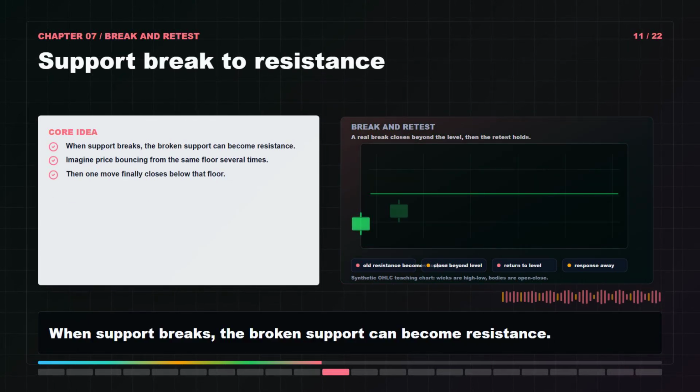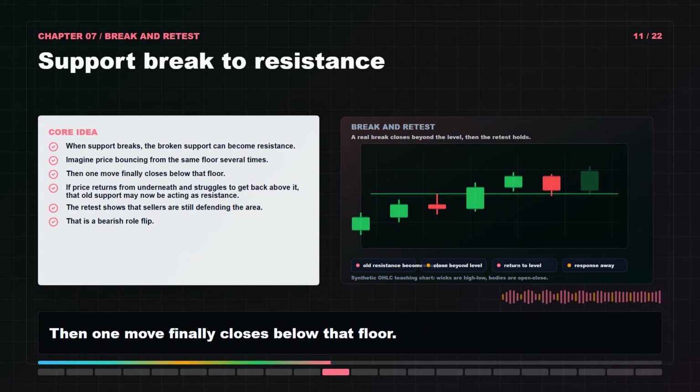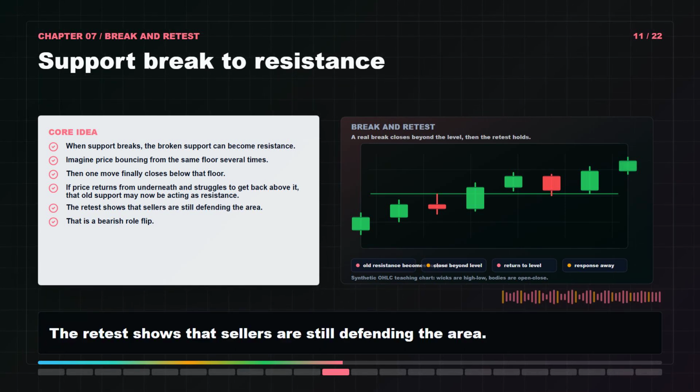When support breaks, the broken support can become resistance. Imagine price bouncing from the same floor several times. Then one move finally closes below that floor. If price returns from underneath and struggles to get back above it, that old support may now be acting as resistance. The retest shows that sellers are still defending the area.